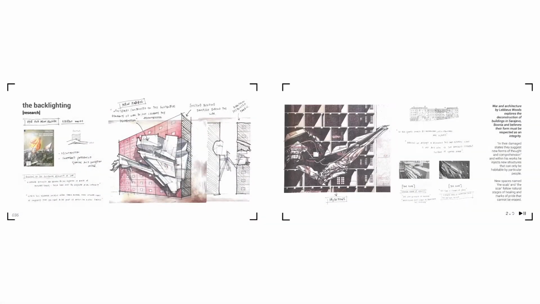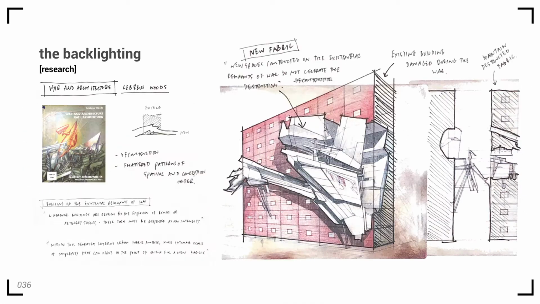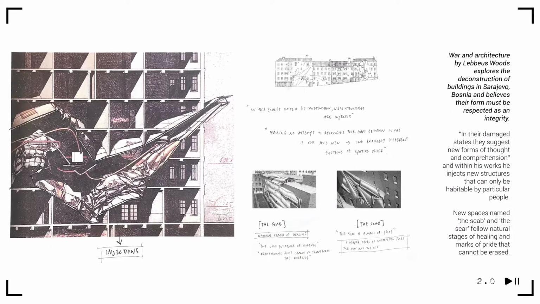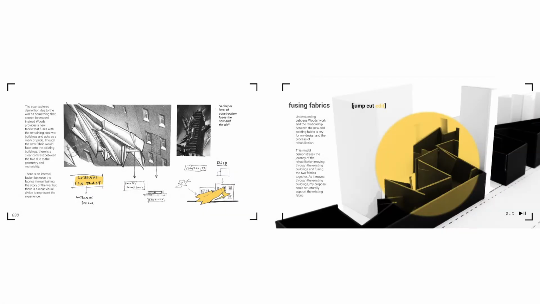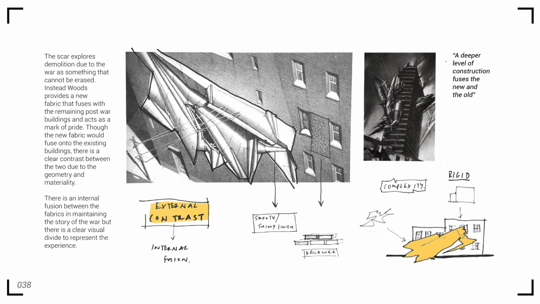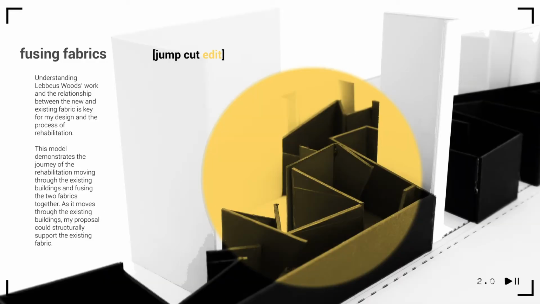And this leads me to Lebbeus Woods, and I read the book War and Architecture, which explores the deconstruction of buildings in Bosnia during the war and believes that their form must be respected as integrity. Lebbeus Woods explores natural forms of healing in architecture, and it explores the scar as a demolition due to the war as something that cannot be erased. Instead, Woods provides a new fabric that fuses the remaining post-war buildings and acts as a mark of pride.